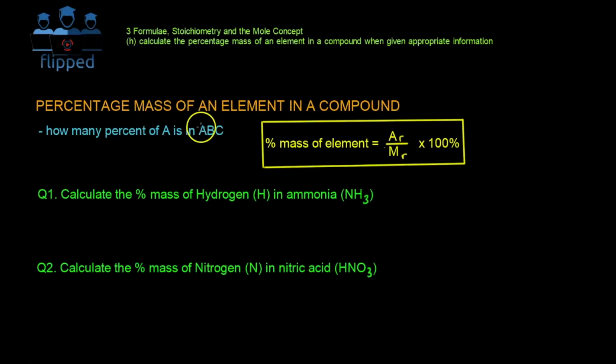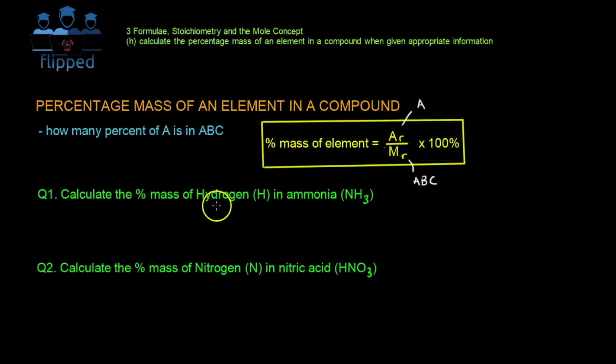So in the case of ABC, if I want to find the percentage of A, A is the AR here. The AR of A over the MR of ABC times 100%. If you are still confused over the difference between AR and MR, you can refer to our previous video on relative masses. Let's begin with some examples.